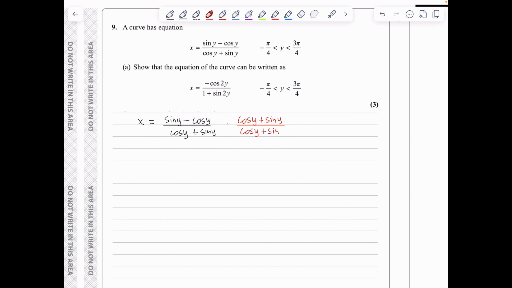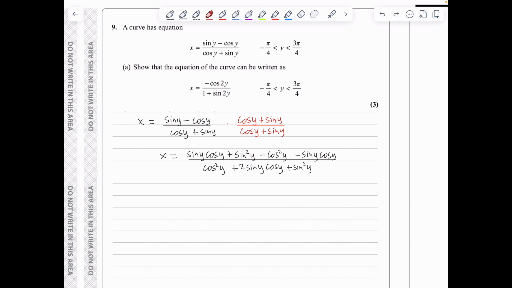So if I expand the numerator, I get that x is sine y cos y plus sine squared y minus cos squared y minus sine y cos y, whereas in the denominator, if we do the expansions, we'll get cos squared y plus 2 sine y cos y plus sine squared y.